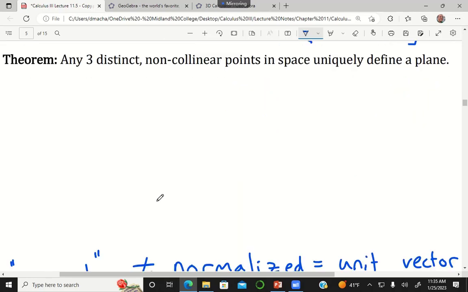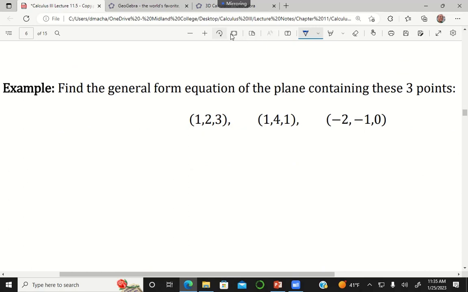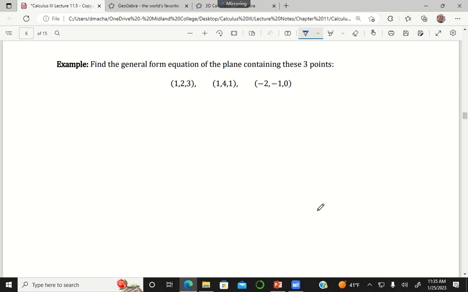Okay. So I know that was a whole lot. Here's an example of how we might use all this new knowledge. It says find the general form equation of the plane containing these 3 points. So the general form equation is going to look like ax plus by plus cz plus d equals 0. That's what we want to find, but we just need to know what is a, b, c, and d.